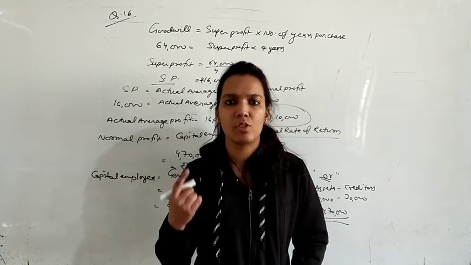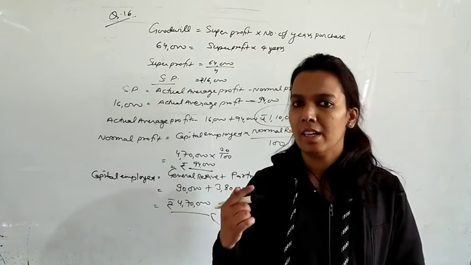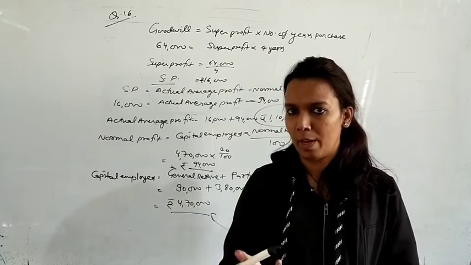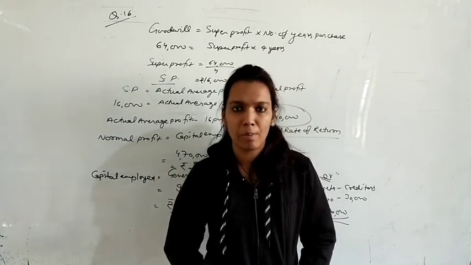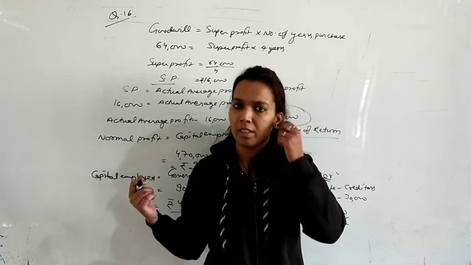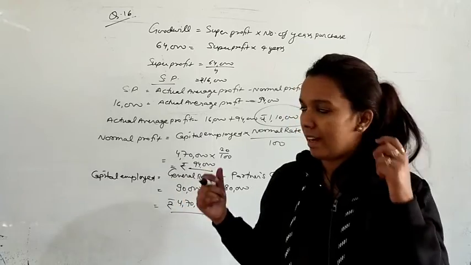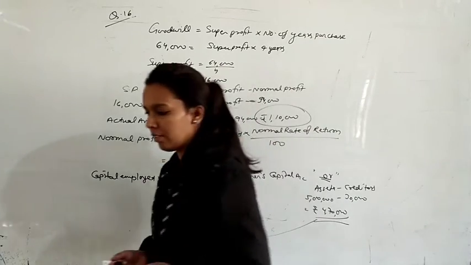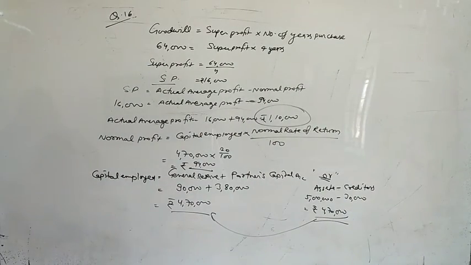The first method was the average profit method. In the average profit method, we also studied two methods: first, the simple average method, and the second, weighted average profit. Okay. The second method was the super profit method, and now we are going to discuss the third one, that is the capitalization method.